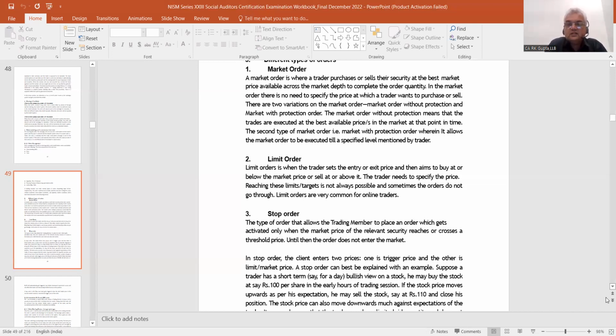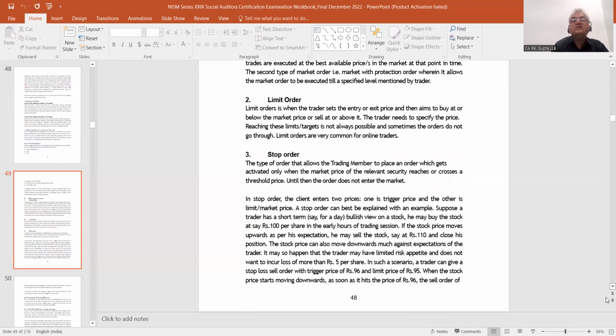Now, if the stock price moves upwards as per his expectation, he may sell the stock, say at 110, and close his position. The stock price can also move downwards, because he was expecting that it will go up, but it may go the reverse way also. He was expecting that it will go up, but it goes down, even below 100.